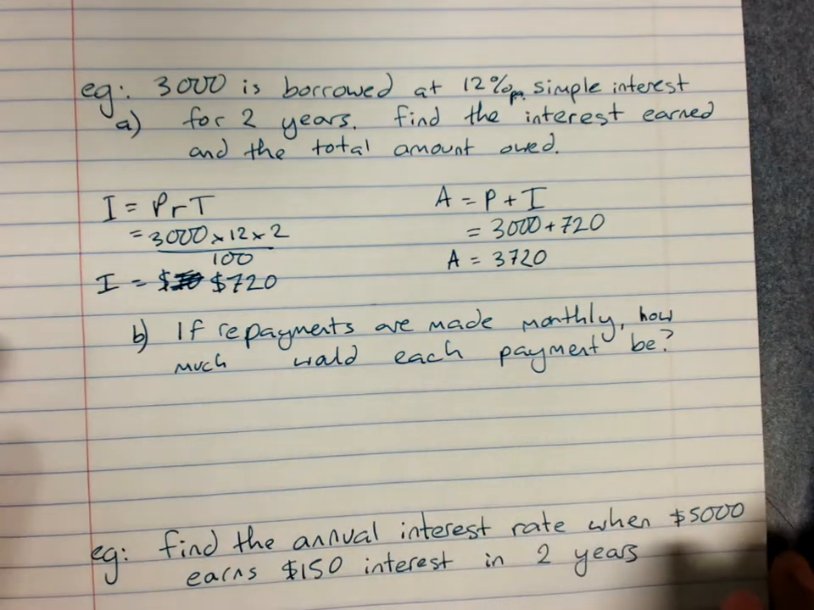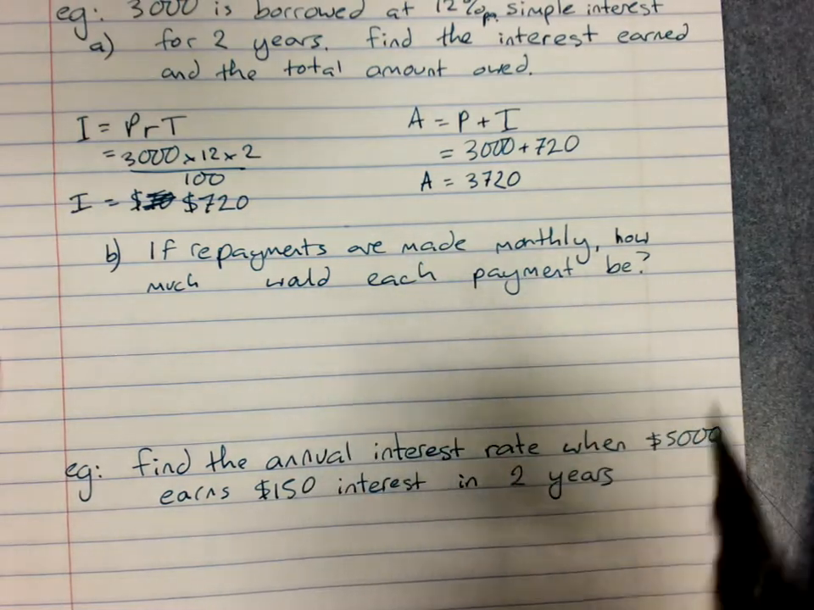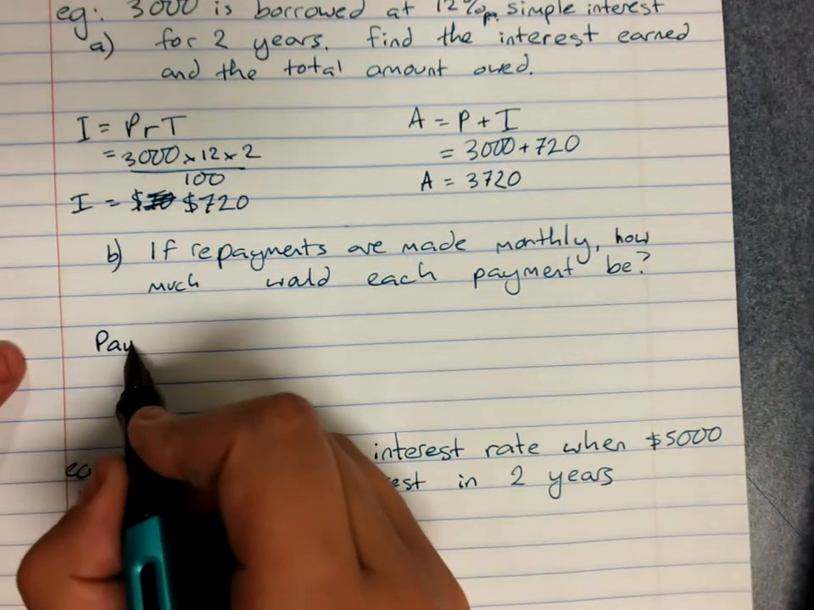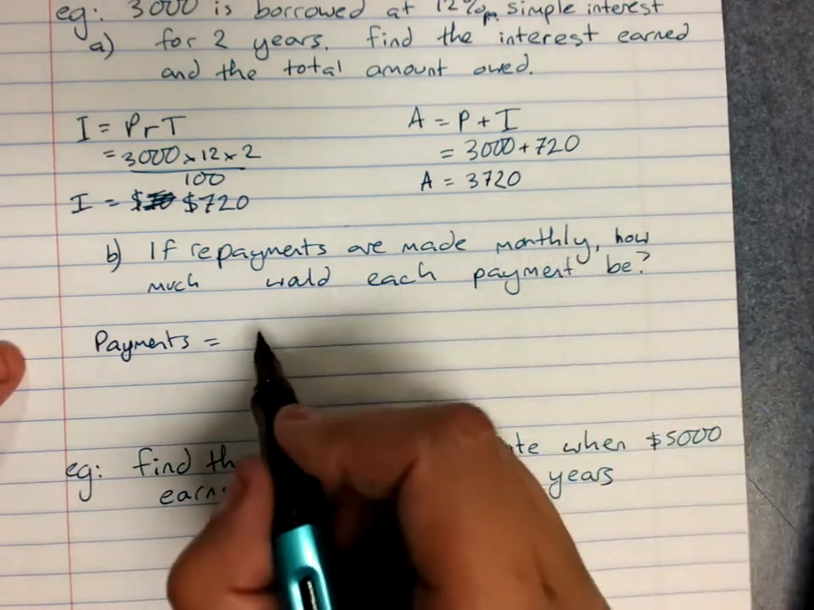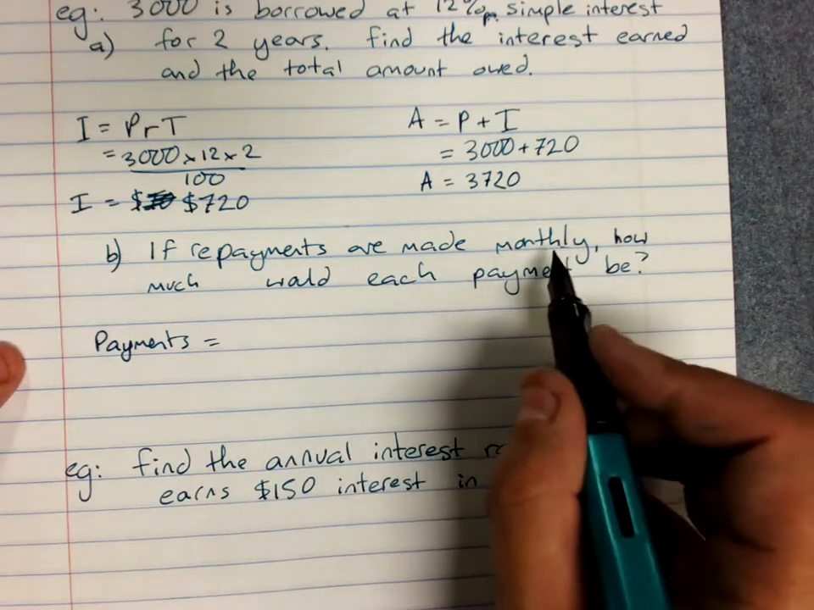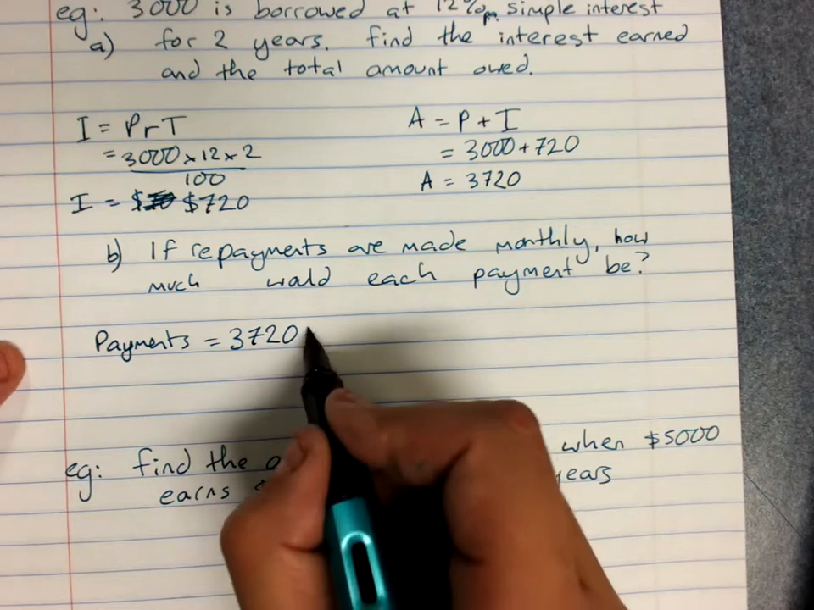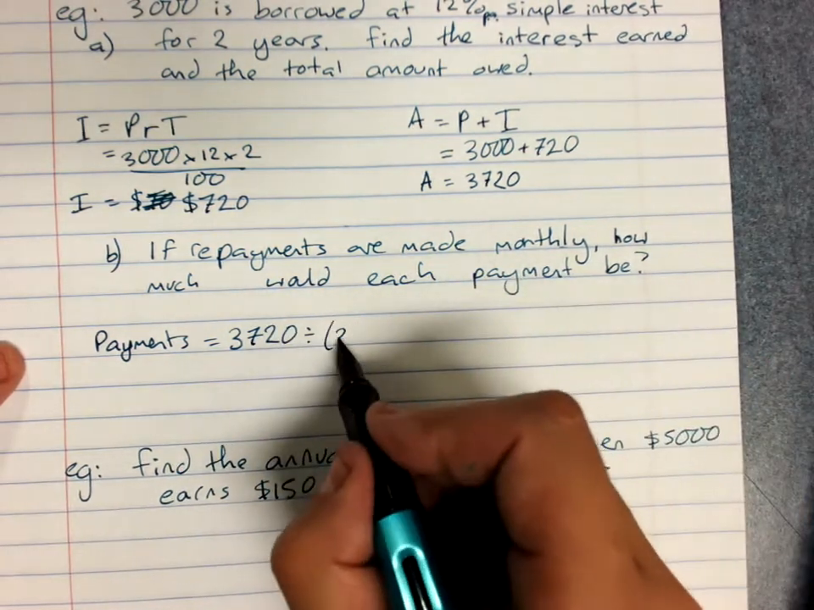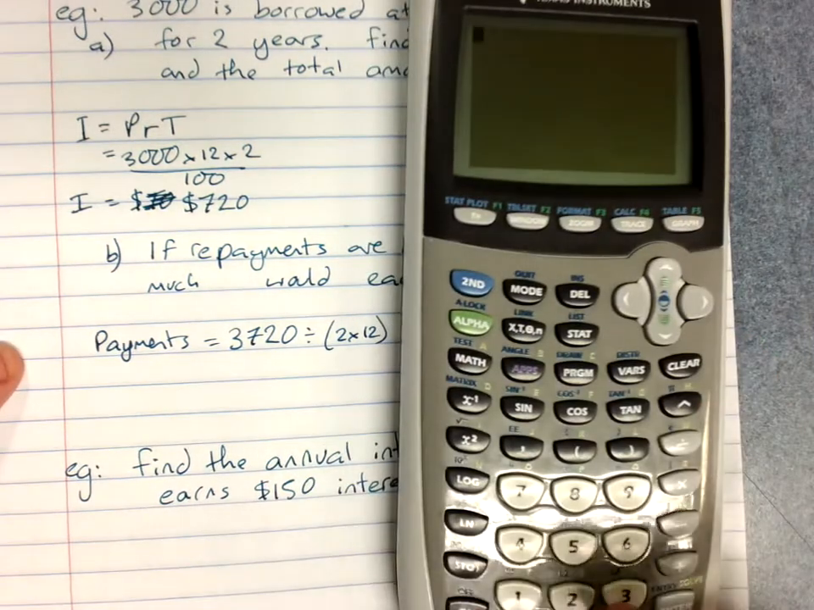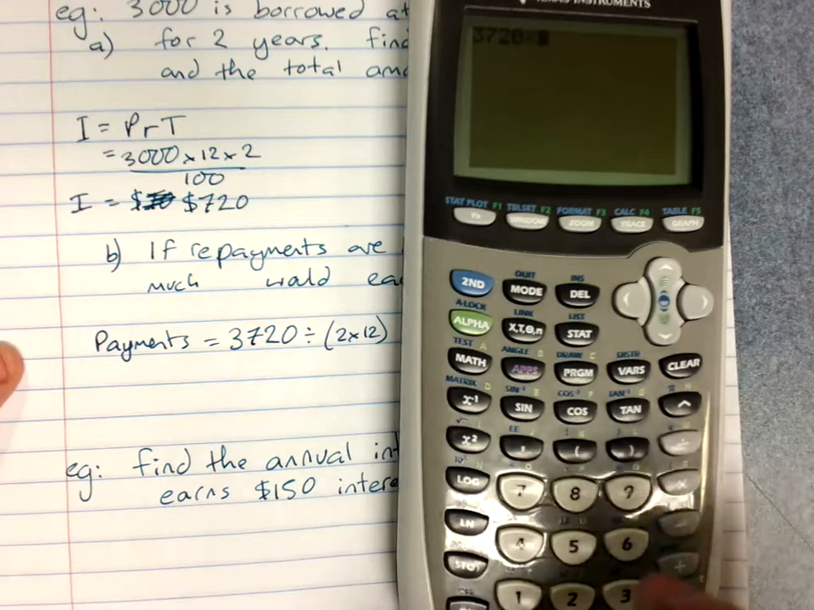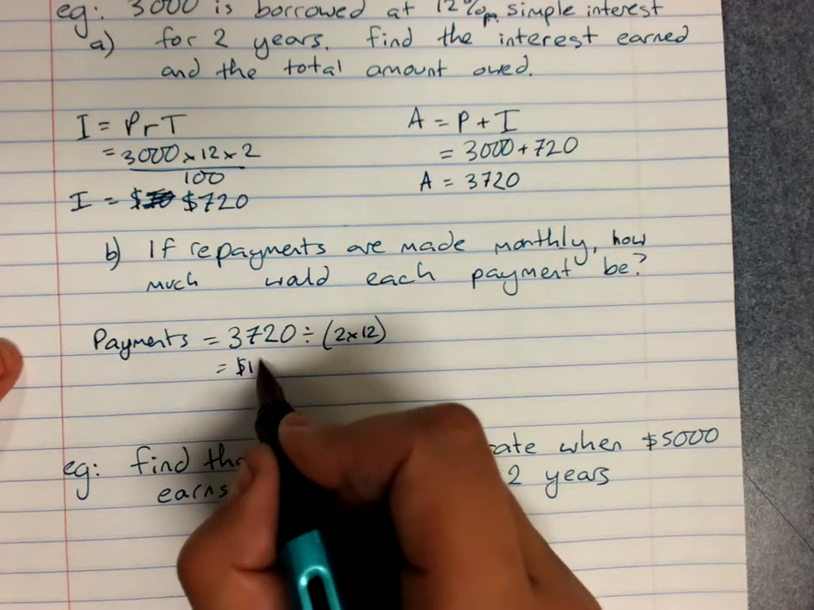Now this is a weird concept for simple interest. If we're paying this back monthly, how much would each payment be? Well, the payments are the amount divided by the number of time periods, in whatever unit they've got here. So that's going to be months. 3,720 divided by, it was 2 years, so it's 2 times 12, which is of course 24. I'm just showing the working there in case you needed it. So that's $155 a month that you're paying back.